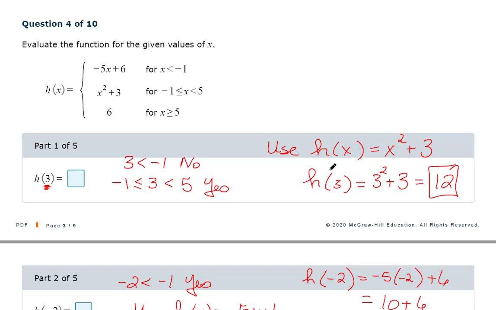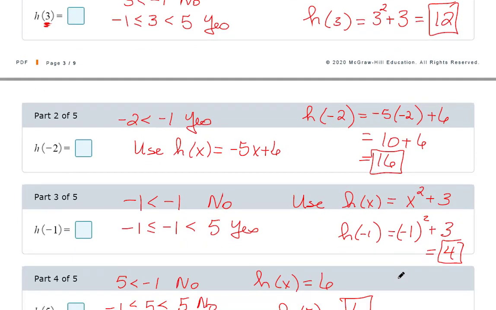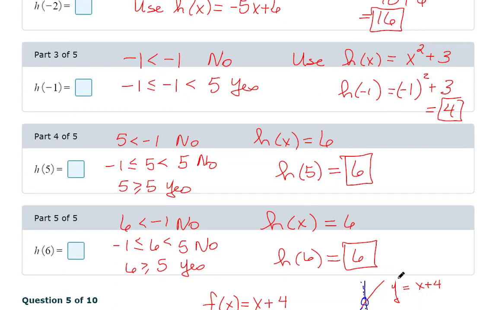And so I continue this for each input. Let's see. Minus 2. Is minus 2 less than minus 1? Yes. So therefore, I'm going to use that very first rule of minus 5x plus 6. So I'm going to fill in minus 2. Minus 5 times minus 2 is a positive 10. 10 and 6 is 16. So you're going to do that for each and every one of these.